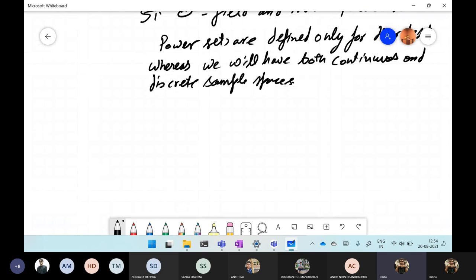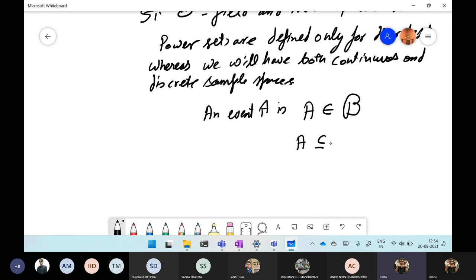And an event A is an element of the sigma field, but A is a subset of the sample space. Fine, so we'll stop here today, and on Wednesday we will look at mathematical properties of these elements. Fine.